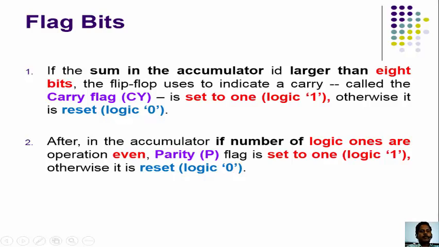Then about the parity flag bit. In the accumulator, if the number of logic ones is even, at that time the parity flag bit is set to 1, otherwise it is reset. Or we can say that if the number of logic ones in the accumulator is odd, at that time the parity flag bit is reset.